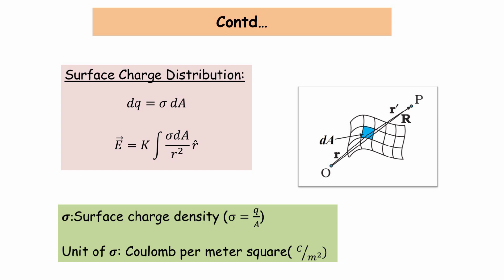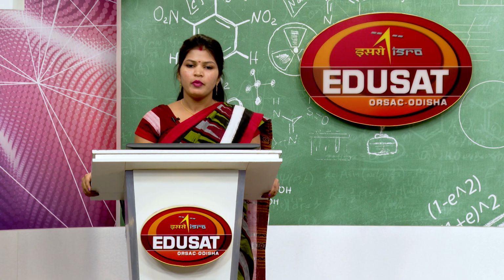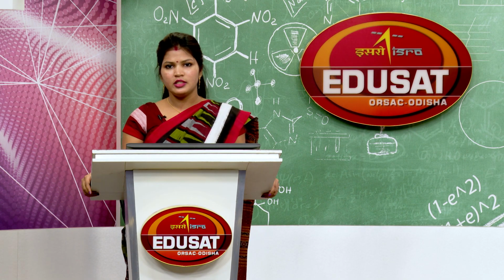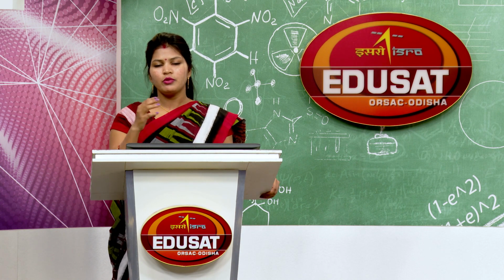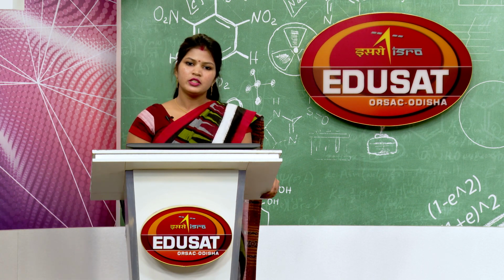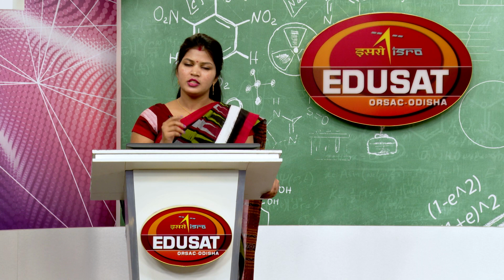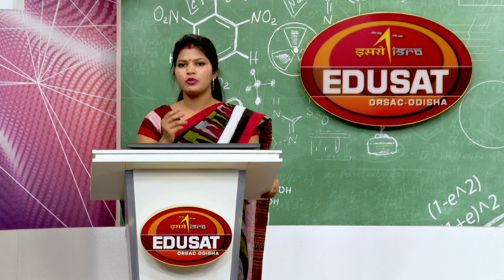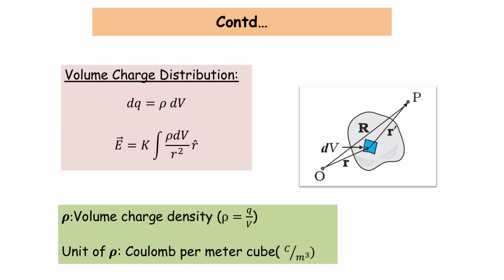Next, surface charge distribution. In case of surface charge distribution, we will take a small area dA, and the small charge dq is equal to sigma into dA. So, total electric field E is equal to k integration of sigma dA upon r square, r cap, where sigma is surface charge density, or sigma is equal to q upon A, that is charge per unit area. What is its unit? That is coulomb per meter square, charge in coulomb and area in meter square. This is the surface charge distribution.